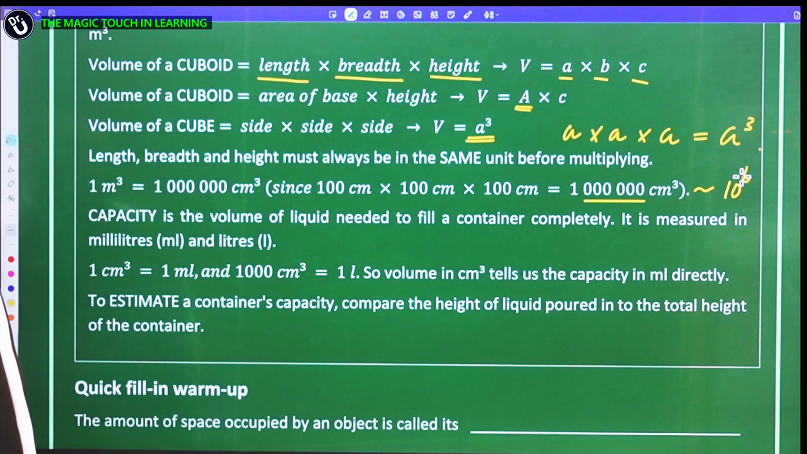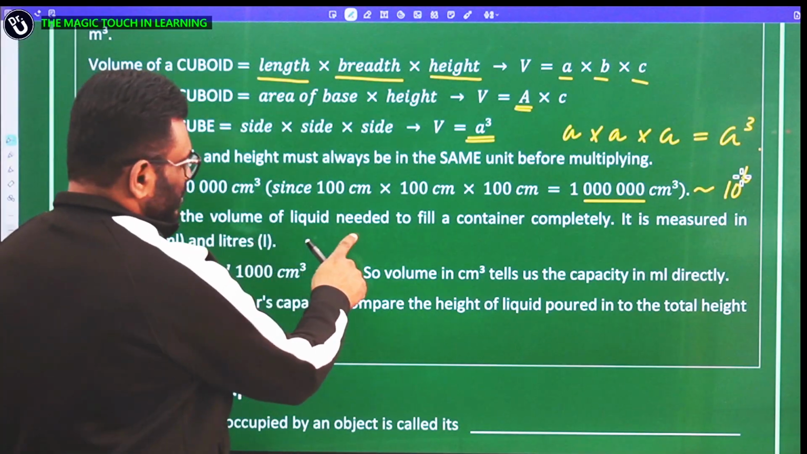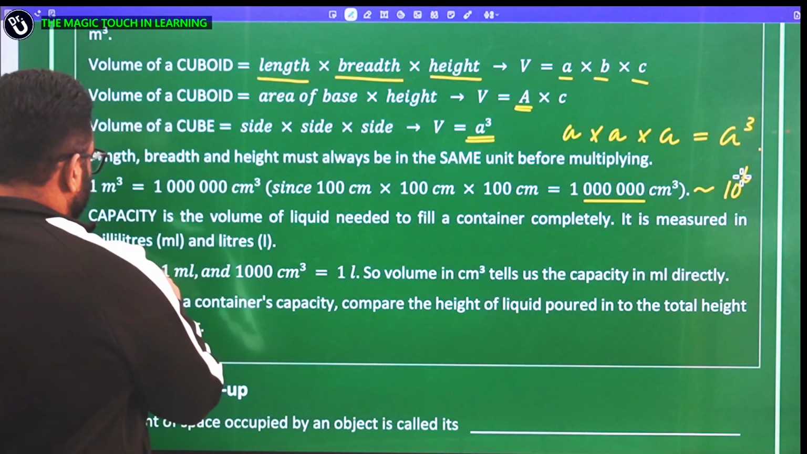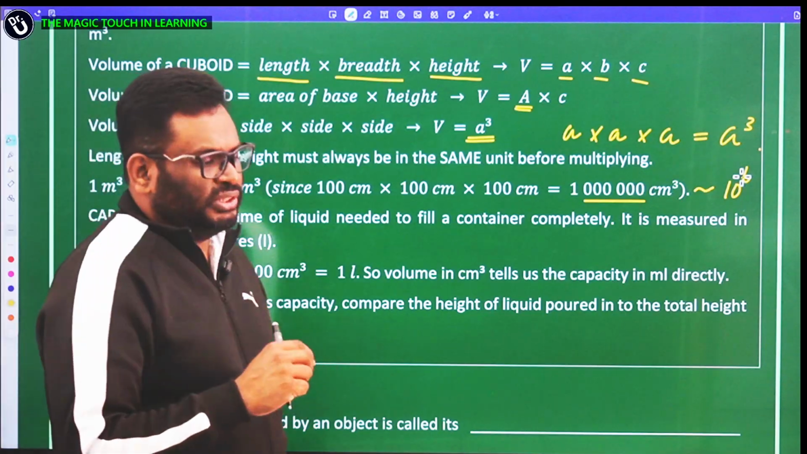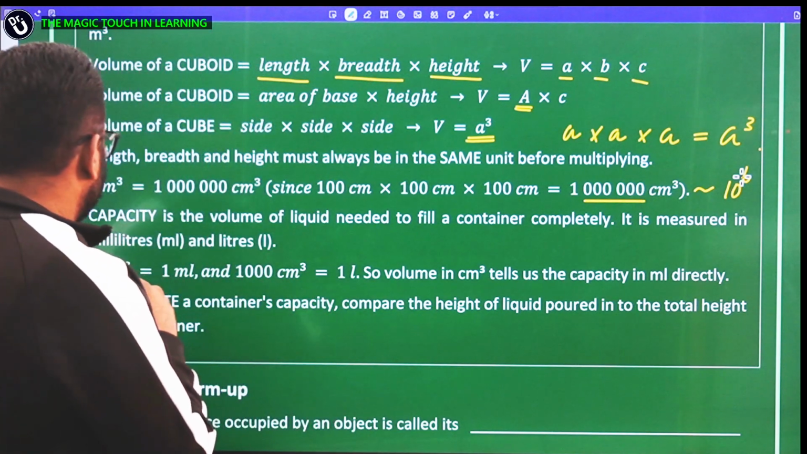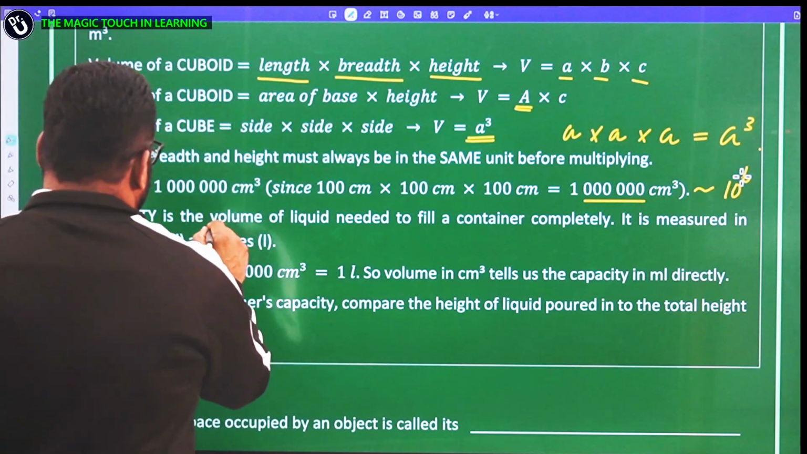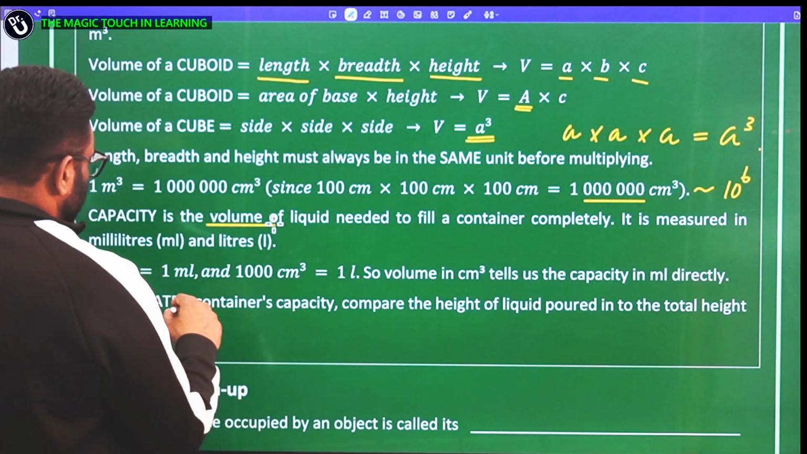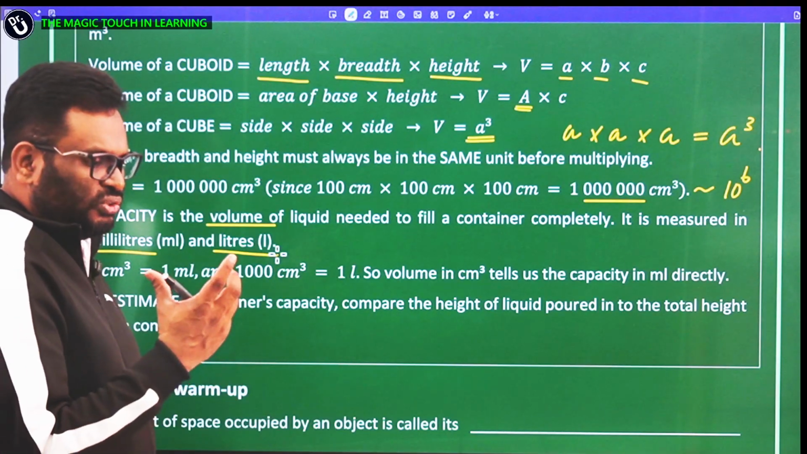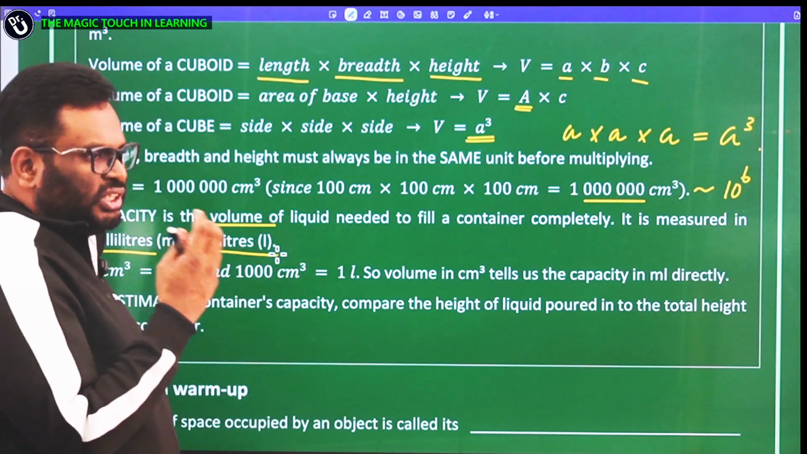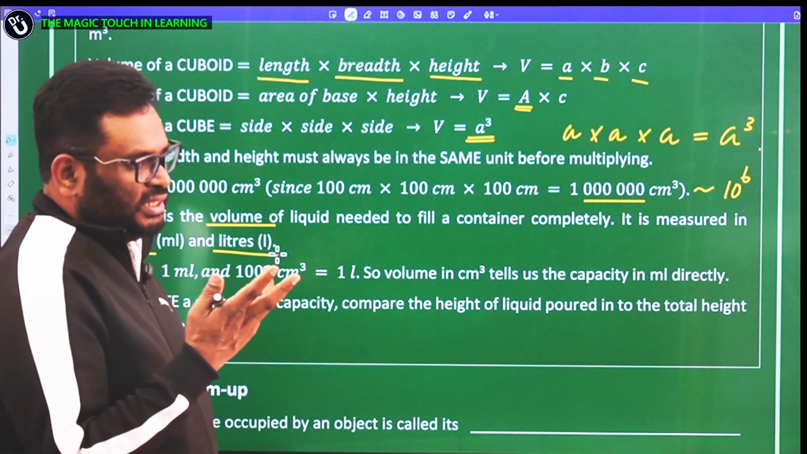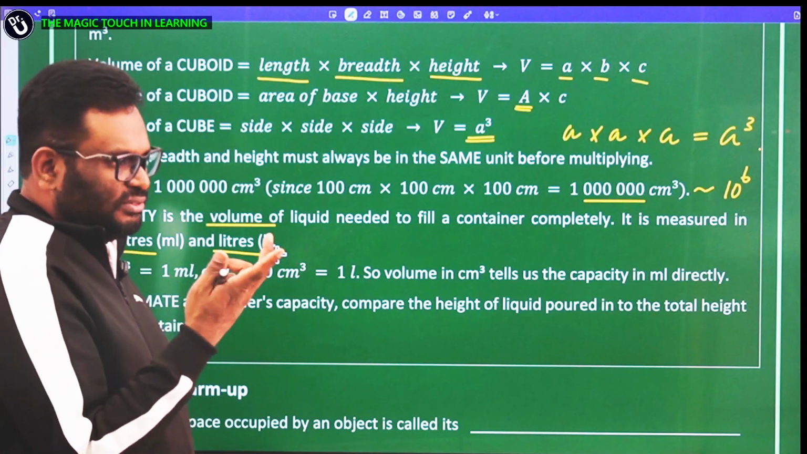Now let's talk about the capacity. Capacity is the volume of liquid needed to fill a container completely. It is measured in milliliters or liters. So there is only a slight difference between the capacity and the volume. Capacity is the volume of liquid, measured in liters or milliliters. If you really think about it, there is no such difference between volume and capacity. The only difference is capacity is measured in liters and milliliters, and that is a conversion.